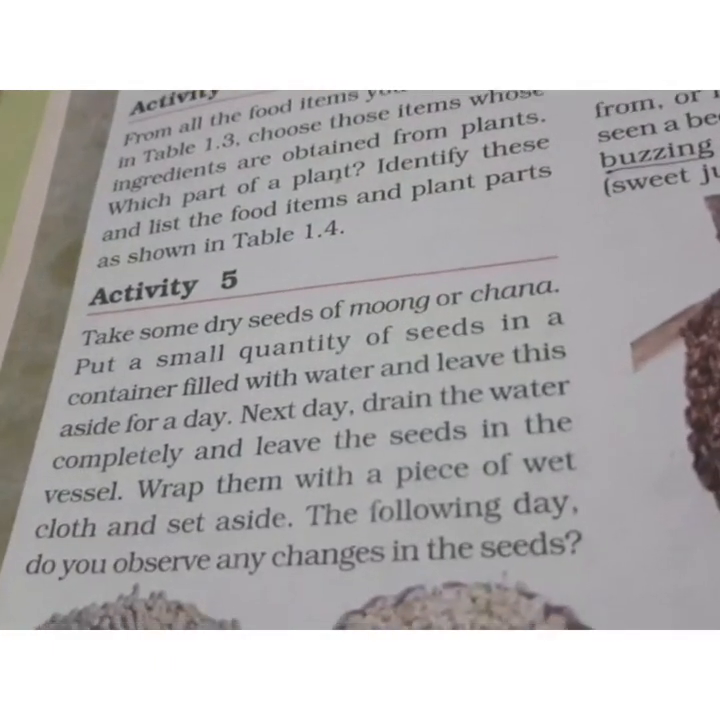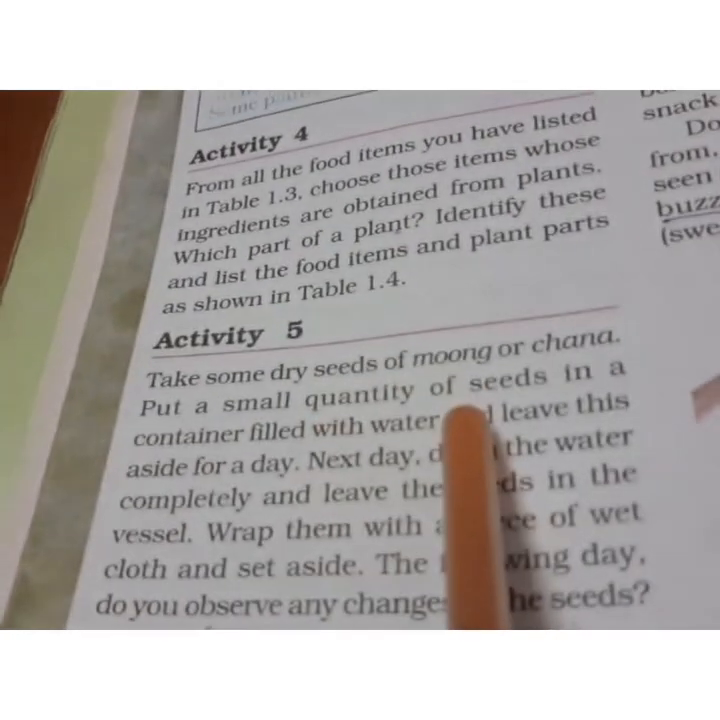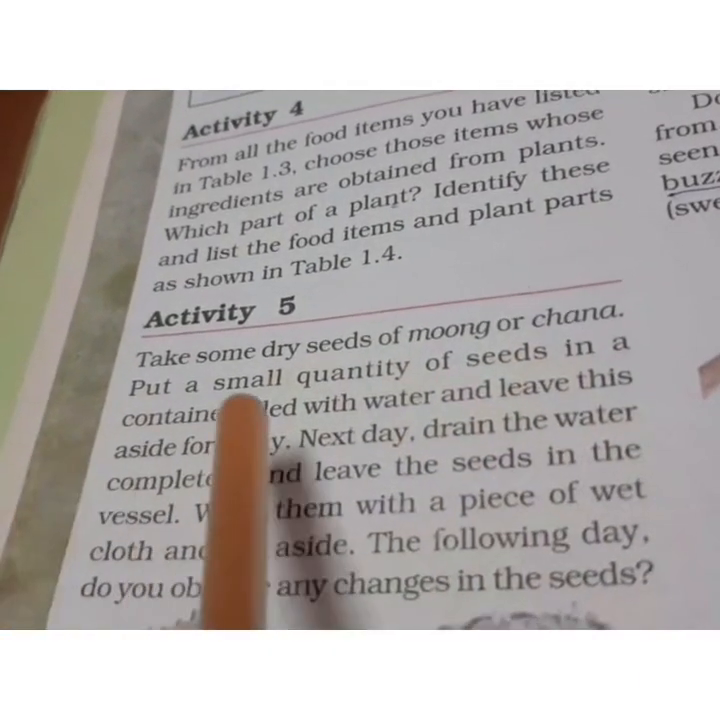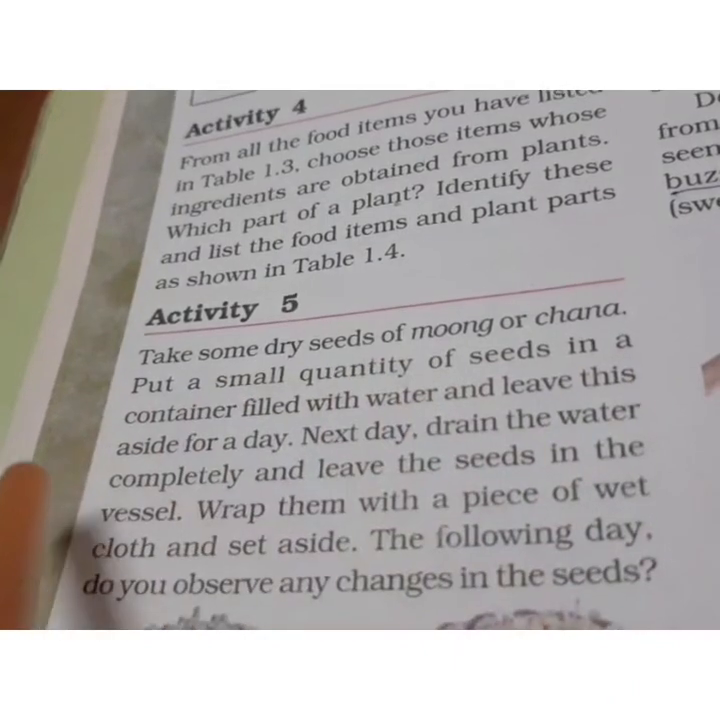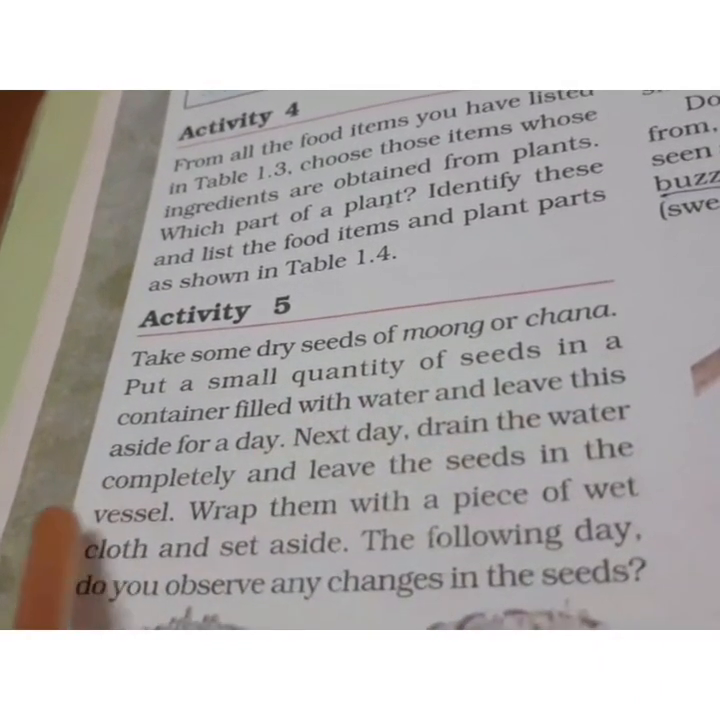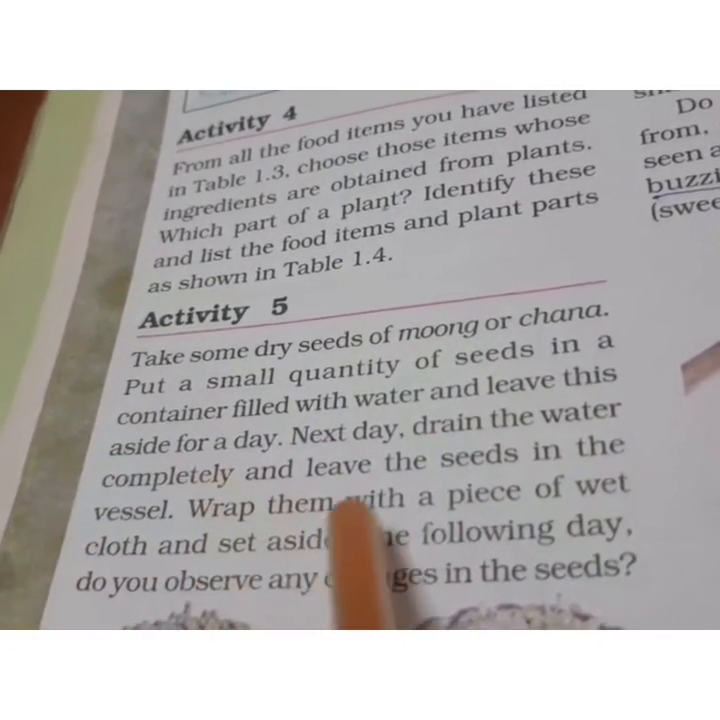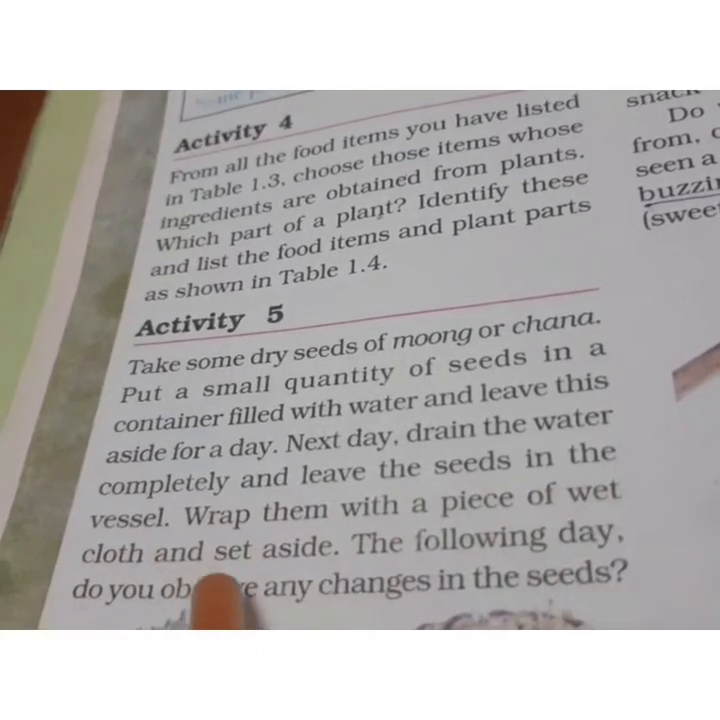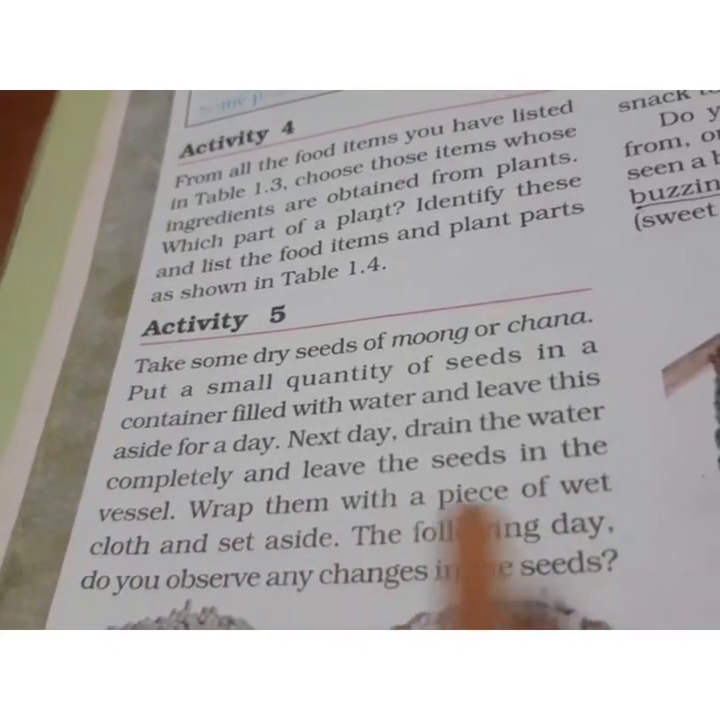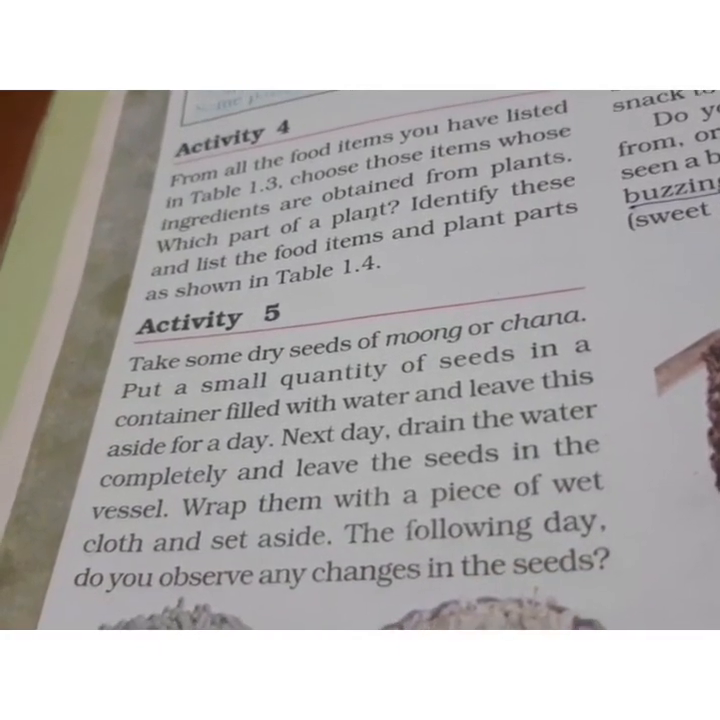So let's start reading. Take some dry seeds of moong or chana. Put a small quantity of seeds in a container filled with water and leave this aside for a day. Next day, drain the water completely and leave the seeds in the vessel. Wrap them with a piece of wet cloth and set aside. The following day, you will observe any change. Do you observe any change in the seeds?